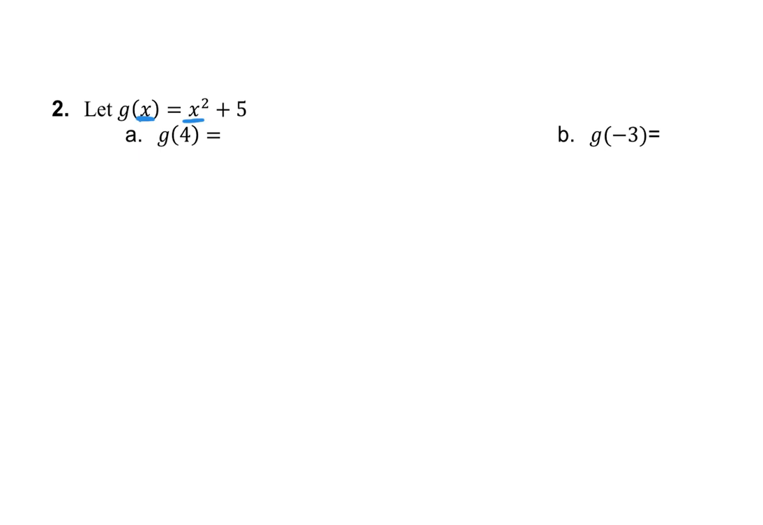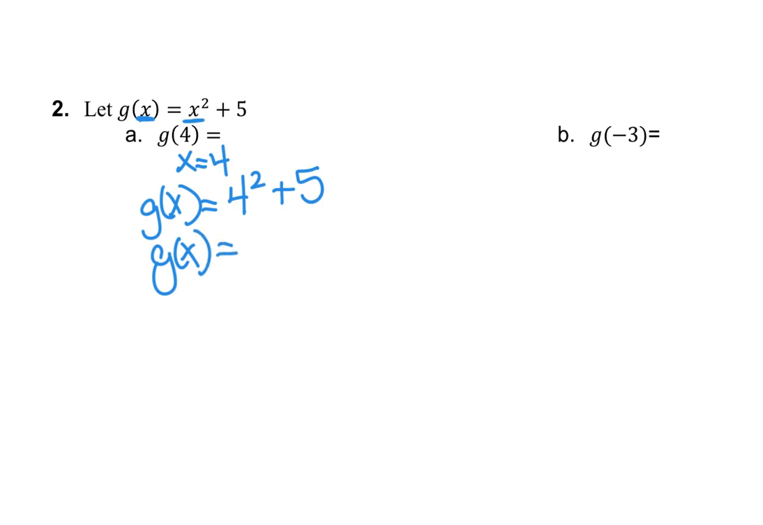So I've got g of 4, so it means that x is equal to 4. So g of 4 is equal to 4 squared plus 5. 4 times 4 is 16, and 16 plus 5 is equal to 21.